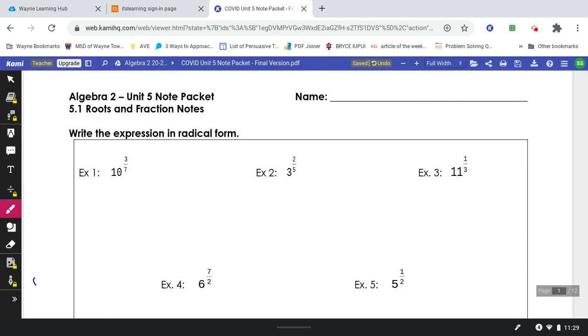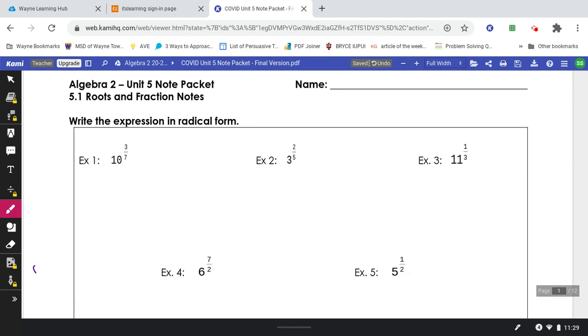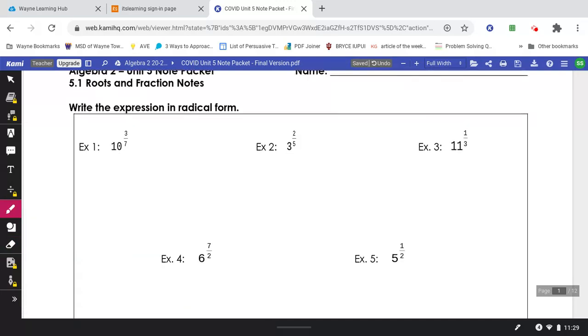All right, these are the first set of notes, the 5.1 notes. So what you can do, because you don't have this packet in front of you, I would suggest just getting a notebook paper and writing down a few examples there. So the first part, we're going to write the expression in radical form. Radical form is another form for a root.